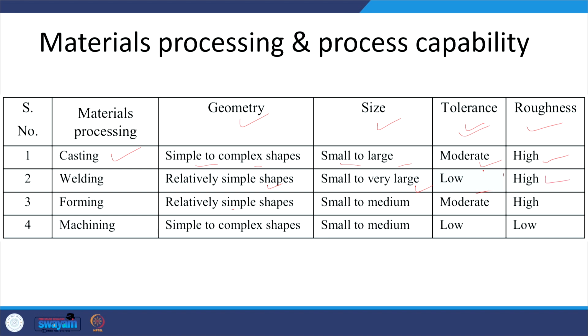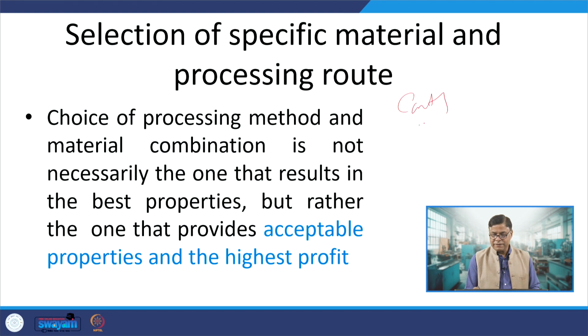Forming is used for making relatively simple shapes, small to medium size components, tolerance is moderate, and the roughness is high. Machining is used for making simple to complex shapes, small to medium, and the tolerance is low, meaning we can control the dimensions very closely, and the roughness is also low, meaning very good surface finish can be realized. So, we have seen that casting, welding, forming, and machining are the common material processing routes, and that the process capability of each process is different.